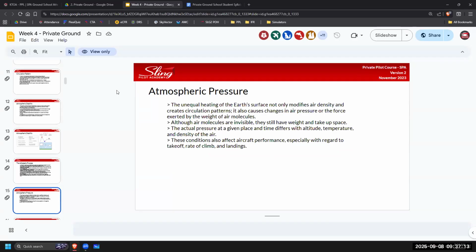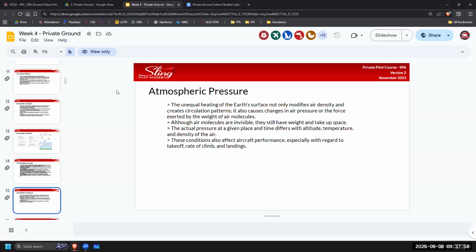Okay, pressure. Atmospheric pressure. The unequal heating of the earth, which causes all weather, not only changes air density, but creates circulation patterns, like we talked about. So it also changes air pressure, or the force exerted by the weight of air molecules. So air molecules have a weight to them, like we just talked about. An air molecule is heavier than a water molecule. So they have weight, they take up space, even though they're invisible. So the pressure at any given time and place differs. I mean, that's a given. The pressure differs with altitude, with temperature, and with density of air.